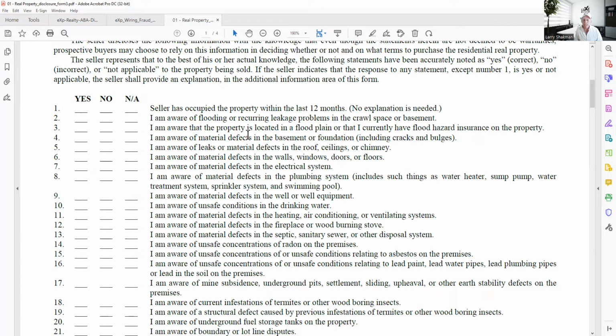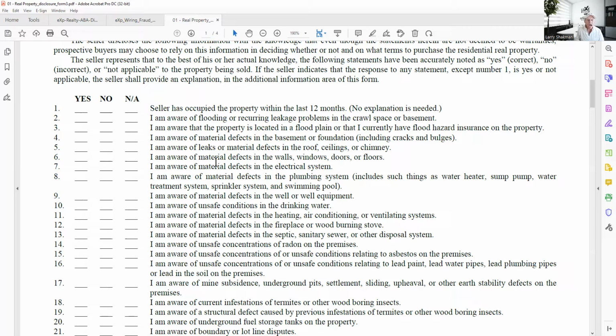So some of the other things this disclosure is going to concern itself with is, am I aware the property is located in a floodplain? Or that I currently have flood hazard insurance on the property. You want to let the prospective buyers know about that. Am I aware of material defects in the basement or foundation? Any cracks, bulges, anything going on with the foundation, buyers are going to want to know about.